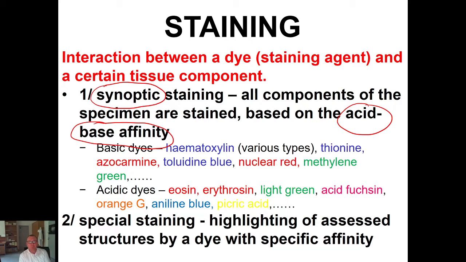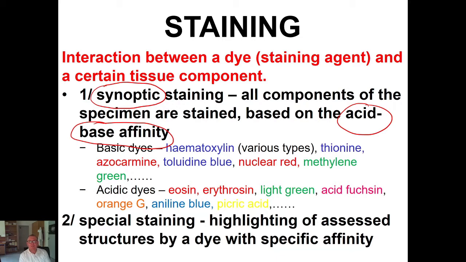Hematoxylin is blue and eosin red, and they are the main synoptic dyes, but you can read other names of dyes, and every time the name is written by the color the given dye has got.